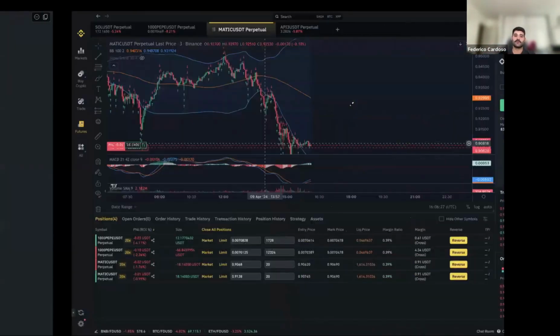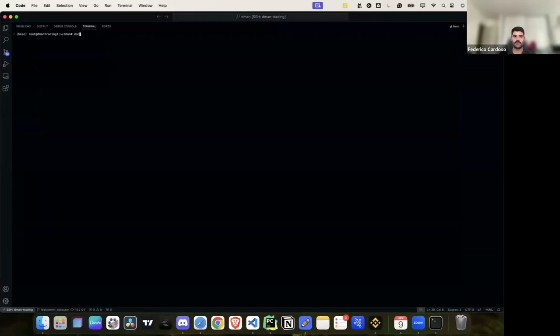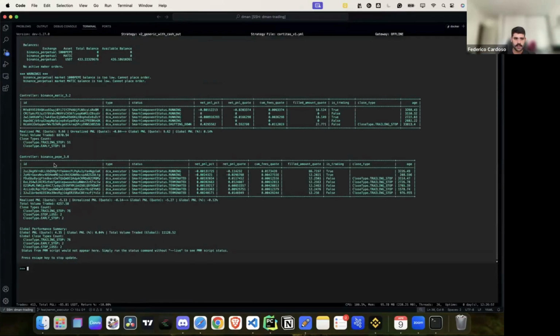This is also a script on Hummingbot. I will show the bot, docker attach bot 2. As you can see, the controller of Pepe had 2 stop losses and lost $5. The one for Matic, $9. So the overall P&L was like $4. This is one that I started yesterday, like 12 hours ago, and we traded 11K. So it's not bad. Well, coming back to this, let me run the funding script.